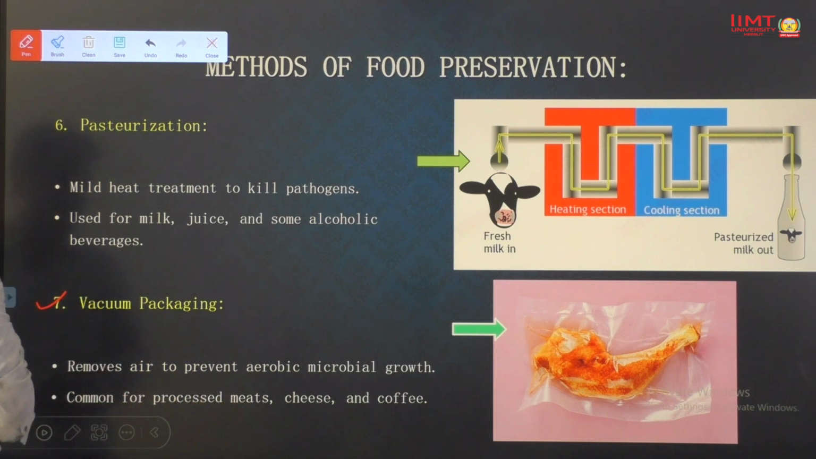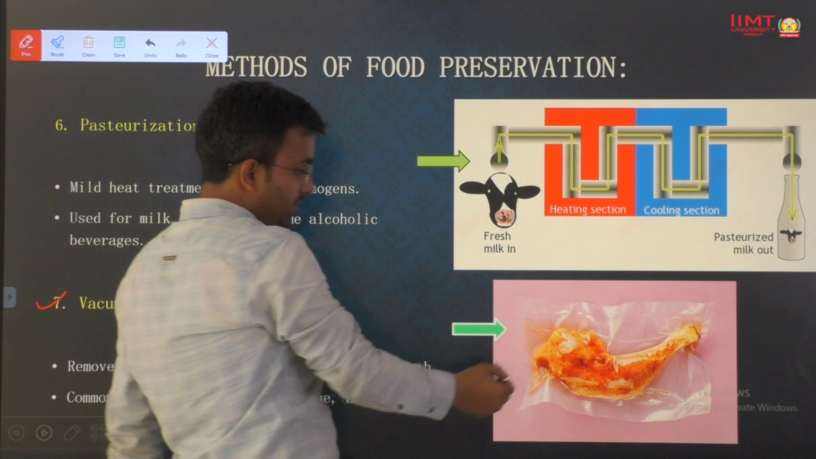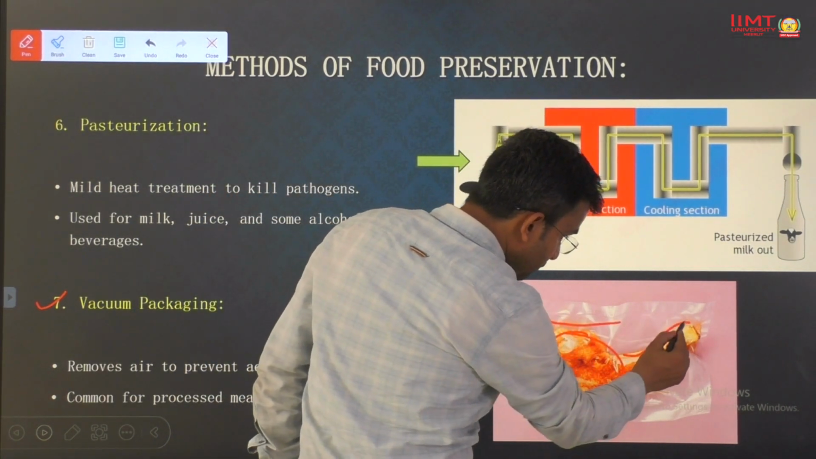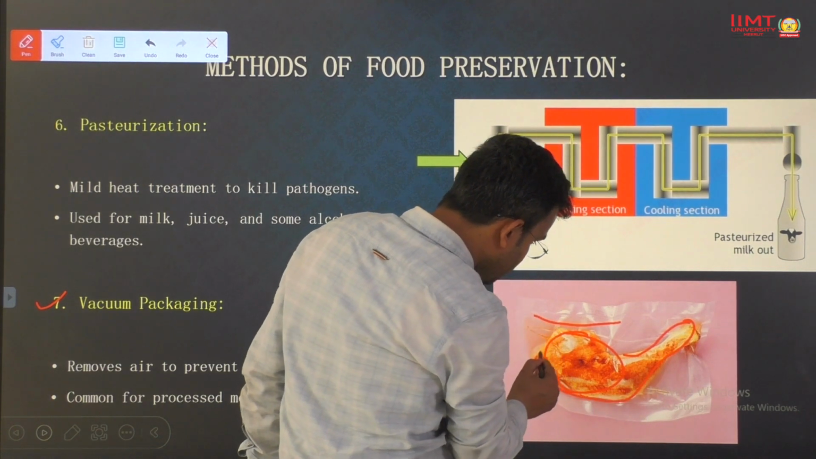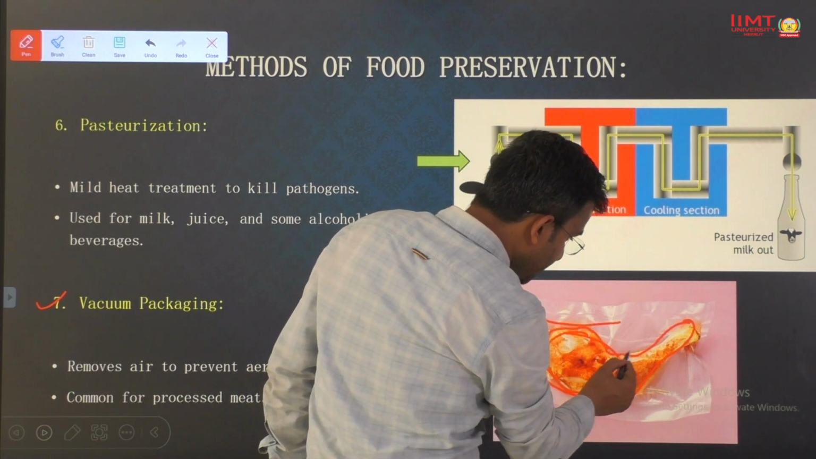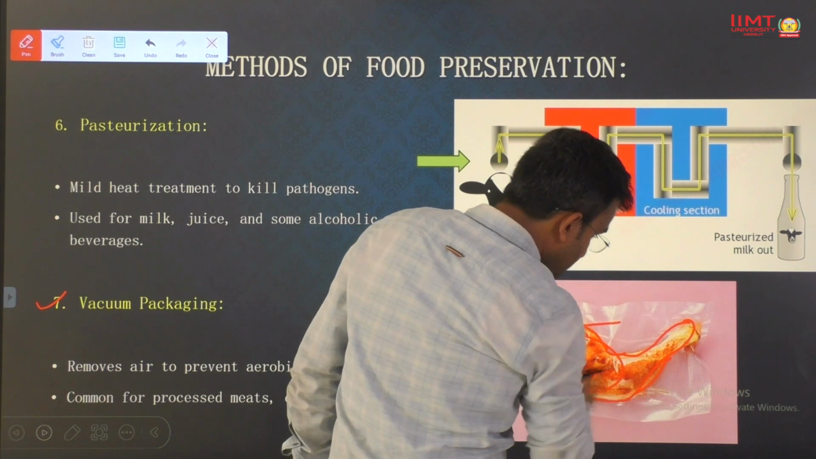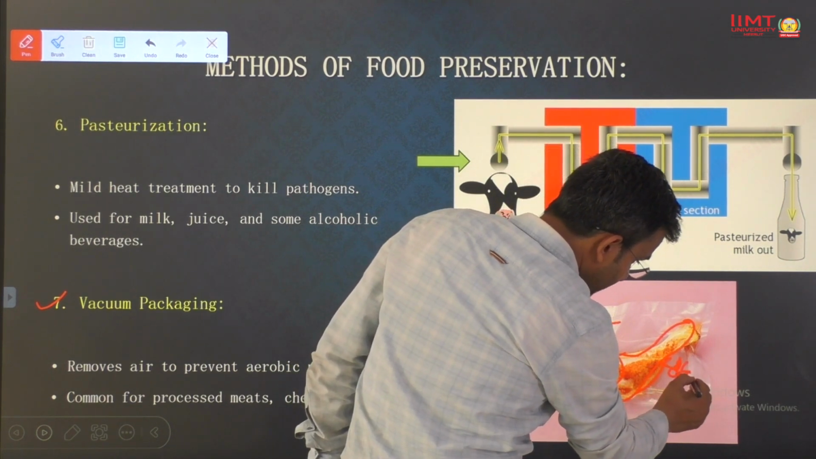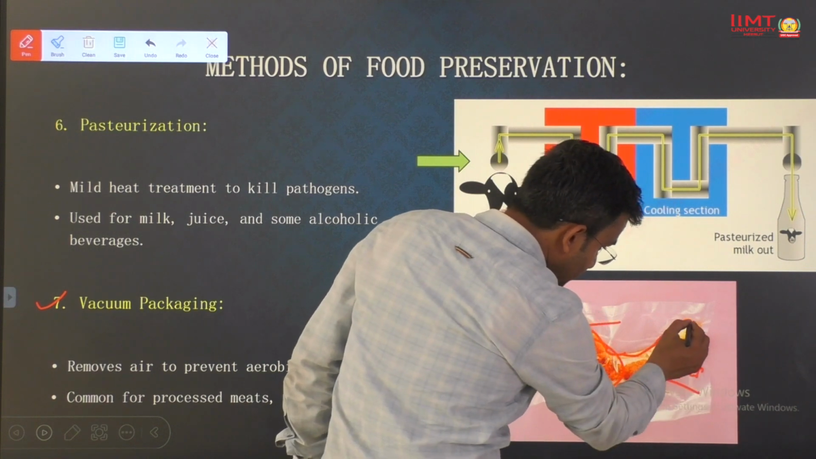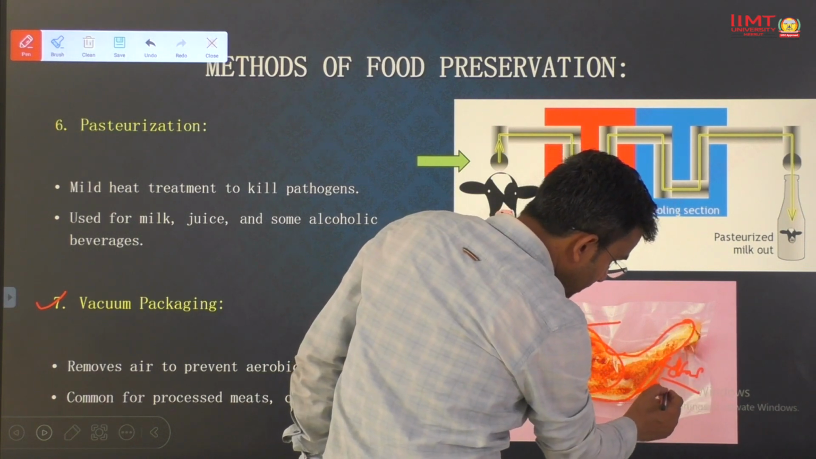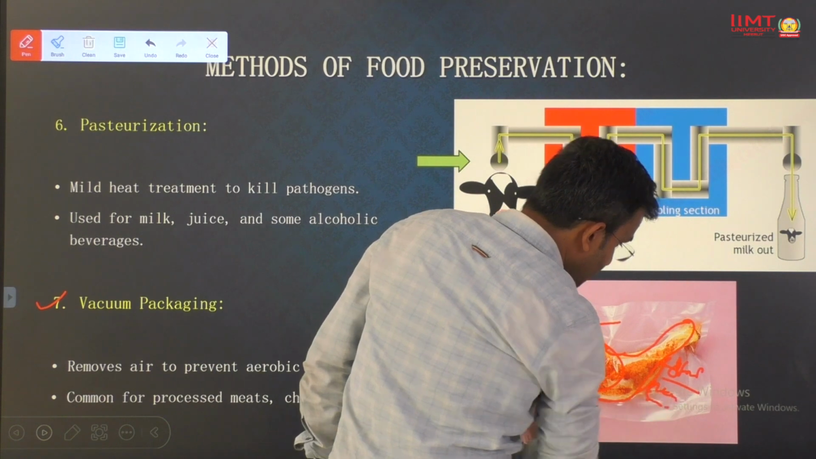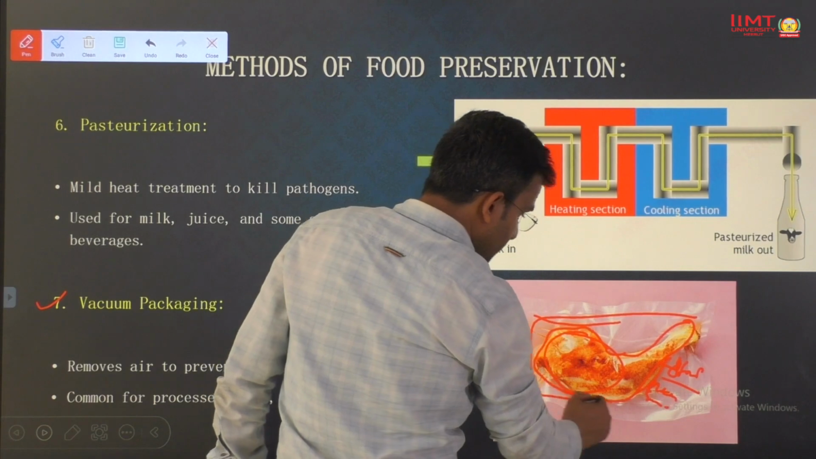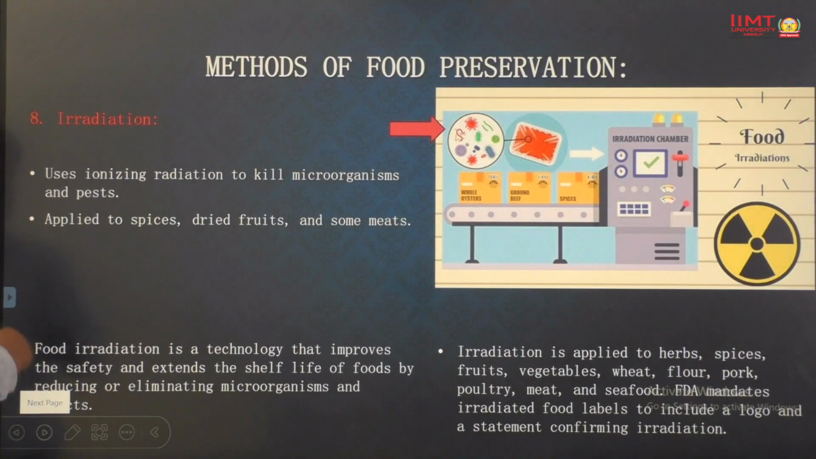Next is vacuum packaging. Here we see the food items packed, with the area shrunk. We shrink the area around the food items so that no moisture or air is present inside. If we stop or inhibit the air, microbial growth is not possible due to the barrier of vacuum packaging.